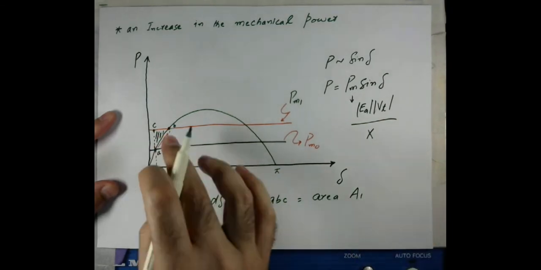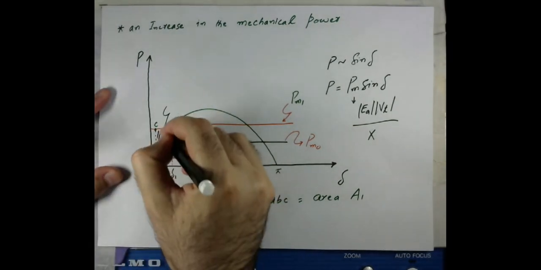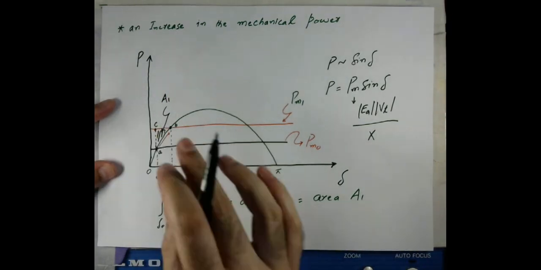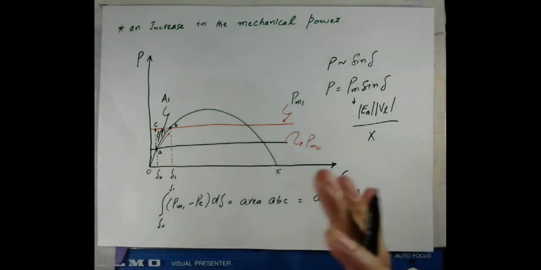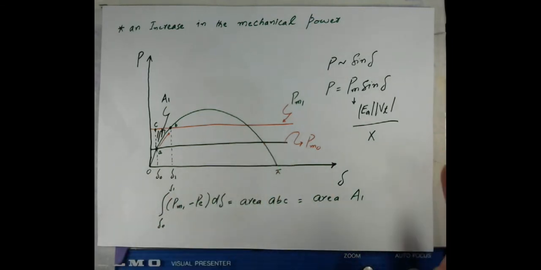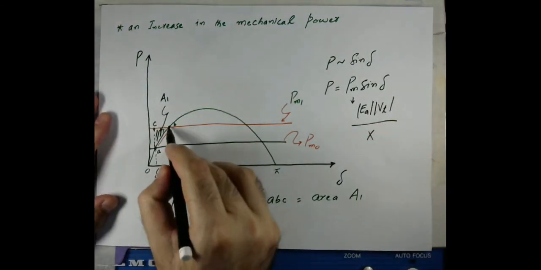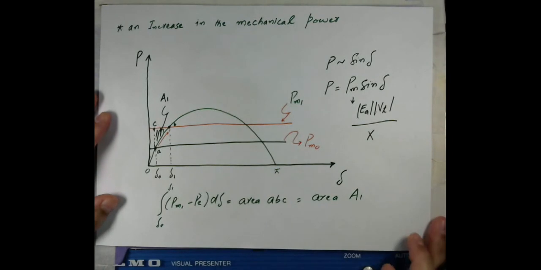So let's say this area is area 1. Let's call this area area 1. Now in this area, as I discussed, because the machine accelerates, we will have a relative velocity, the angle will increase, and with that the electrical power will increase until we reach a point where, once again, the difference of the mechanical and electrical power is 0.